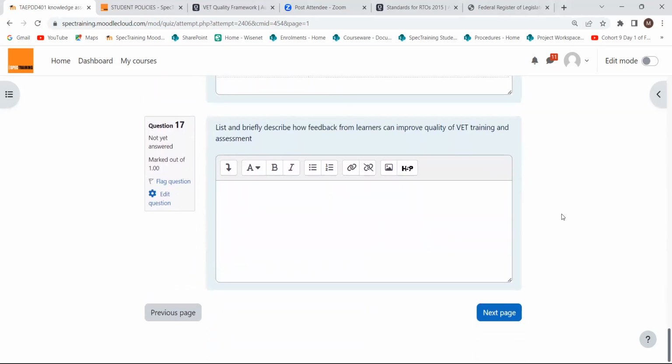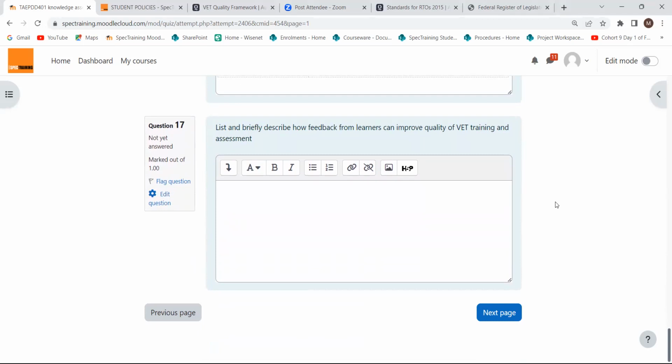Question 17, list and briefly describe how feedback from learners can improve quality of VET training and assessment. So with this one, have a think about a couple of examples that come to mind. So maybe as a trainer or as a future trainer, you could imagine receiving different types of feedback. So in here, you could say, if a learner had feedback about a trainer to say that they spoke too quickly, the trainer could adjust their delivery.